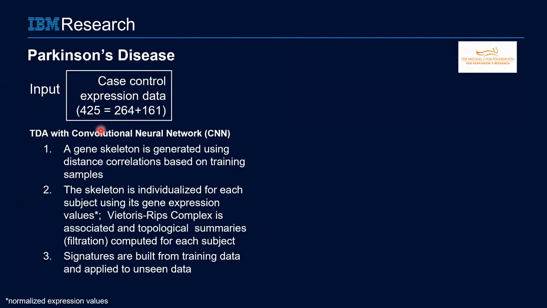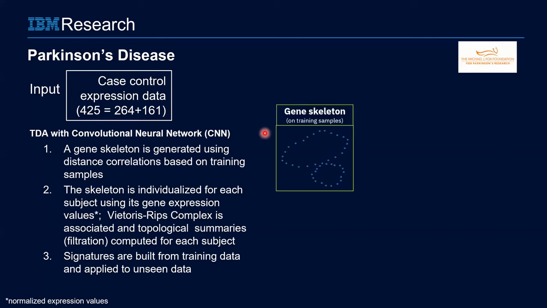So here we use Parkinson's disease data from MGFF, and a simple problem. We have case control data, and we are looking at the gene expression, and we used TDA in combination with AI to solve this problem. Let me walk you through this process. So on the training samples, we extracted what we call a gene skeleton, which is actually based on a correlation distance. This is just a schematic. We don't have to take it literally.